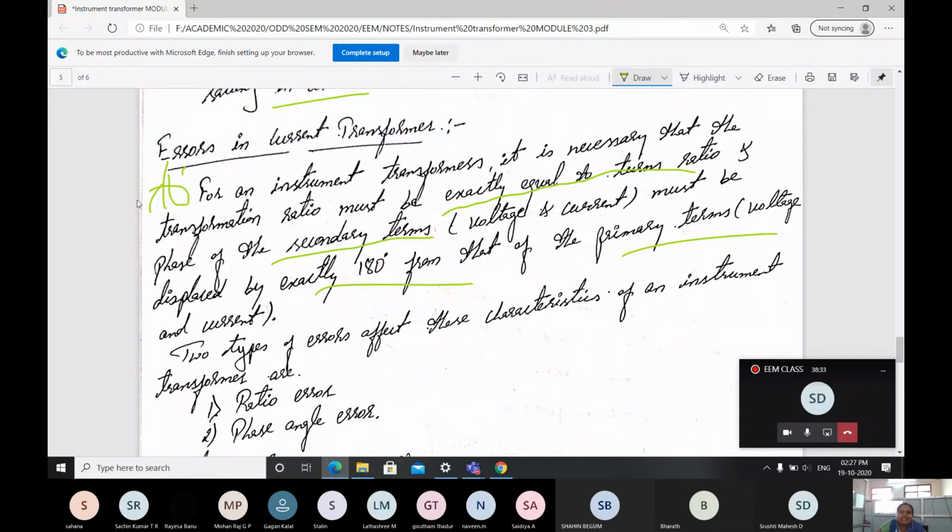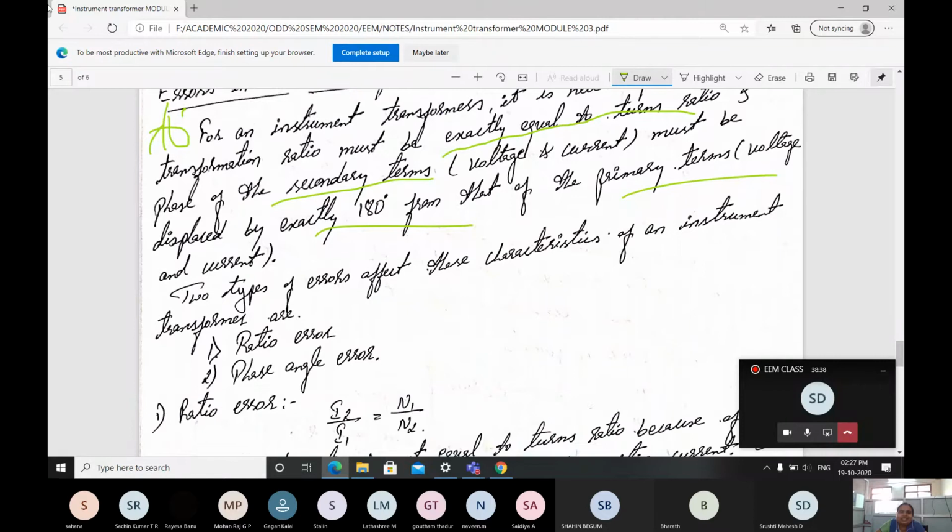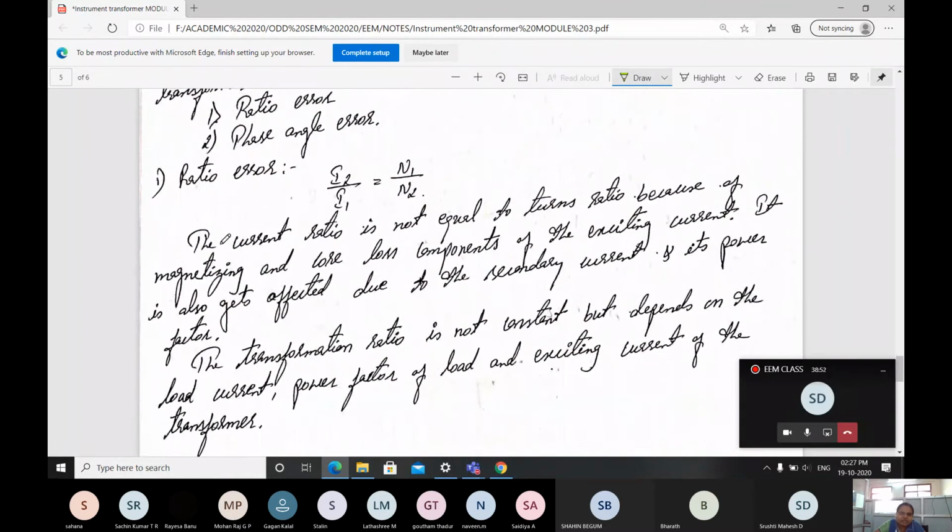This should be necessary when we are going for the current transformer, but in those two only we will be getting the errors. Here it is taken as two types of errors affecting these characteristics: the ratio error and also the phase angle error. First, if I go with the ratio error, what is the condition we take for the current transformer?